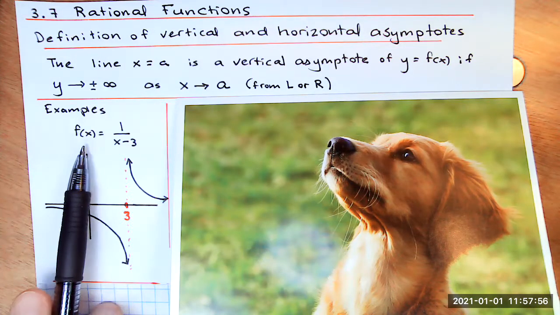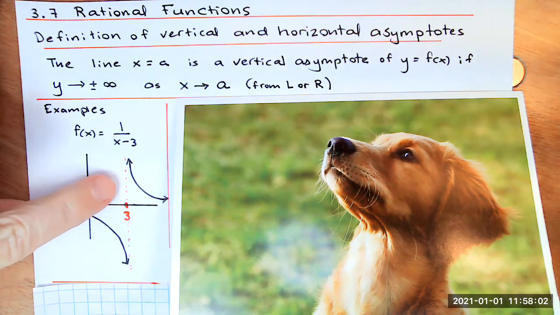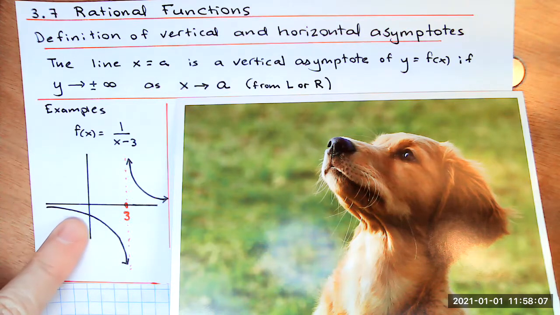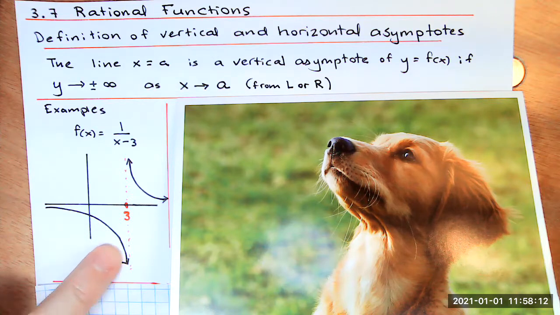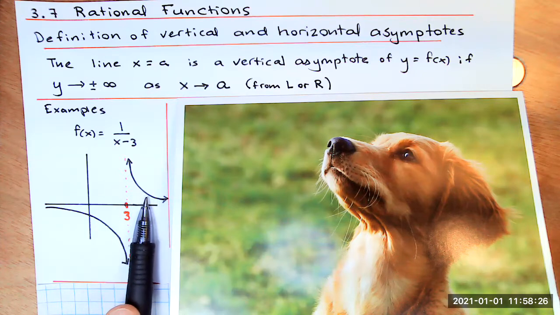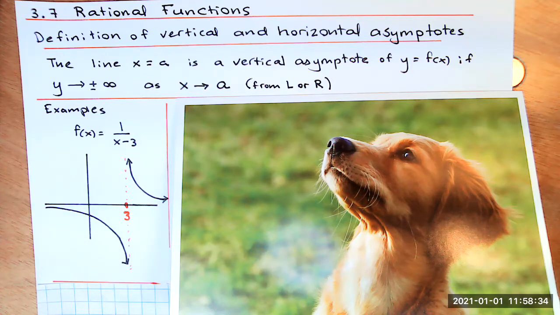All right, let's start with f of x equals 1 divided by x minus 3. It has a vertical asymptote at x equals 3. So when x gets closer and closer to 3 from below, so numbers slightly less than 3, then the y values go to negative infinity. If you were to plug in numbers closer and closer to 3 from the positive direction, meaning numbers slightly greater than 3, then the y value approaches positive infinity.